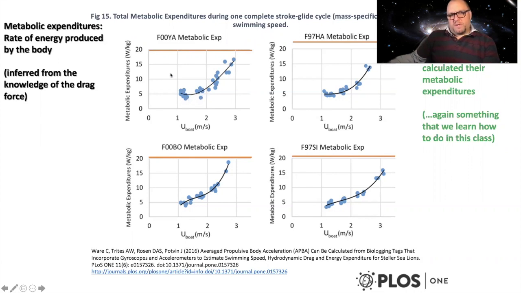So that's important because this metabolic expenditure is related to the size, because it turns out that the size of the animal plays a very important role in how much energy it has to expend. And this is something that basically controls the size of animals. So the blue whales, sea lions, the size of those animals is all determined by physics.